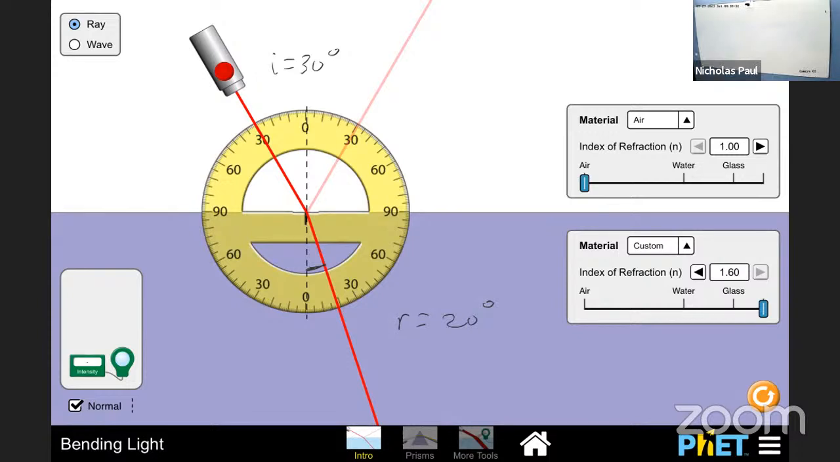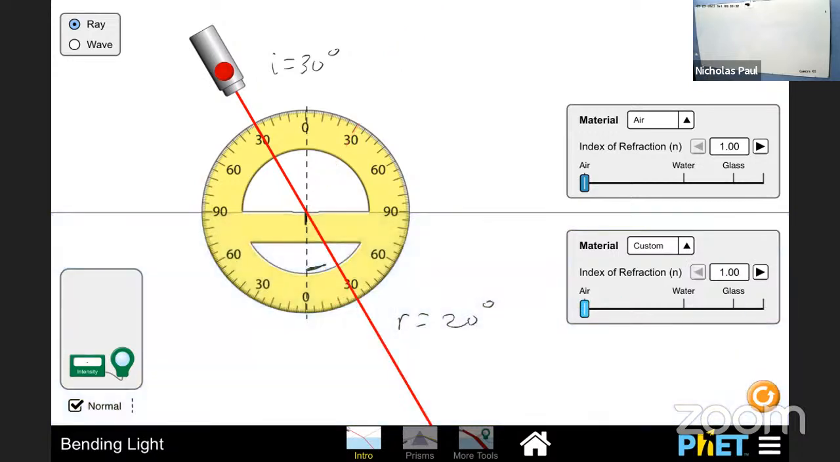Okay, nice. Anybody can explain why this happened? Air to air. What happened there? Same density, so therefore, right? No refraction, right? Same density. Nice.